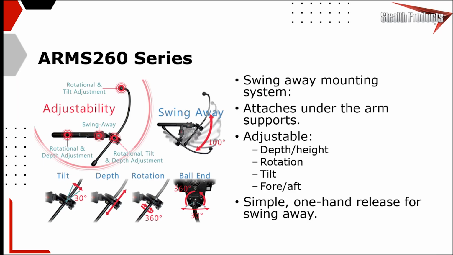So starting off with the ARMS 260 family, this is a mounting hardware or system which is attached under the armrest traditionally, and it swings away about 110 degrees and always locks back into a home or functional position, right? Often the client can operate that swing away with a single hand. It can give a ton of adjustability for the installer, and you've got that adjustability in multiple planes.